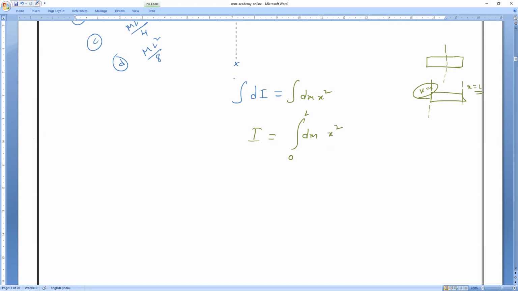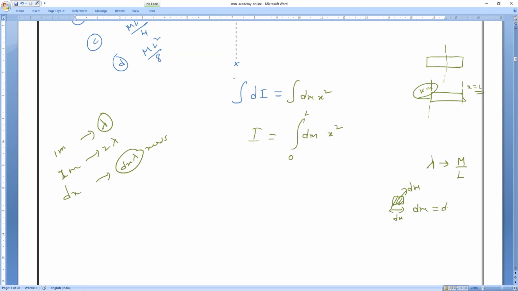You all know that, we just studied it. Lambda means mass per unit length. If it is 1 meter length, lambda is the mass. If it is 2 meter length, 2 lambda is the mass. If it is dx meter, then dx times lambda is the mass. So if I choose a particular mass dm having a length dx, then dm equals dx into lambda. That's all.